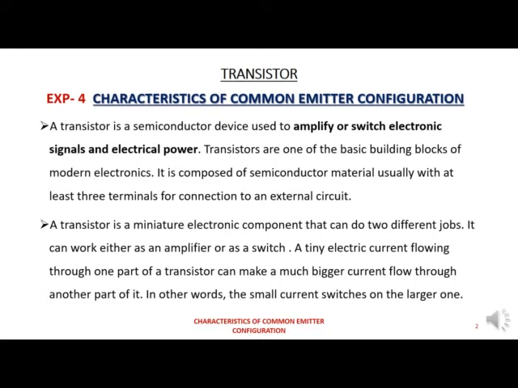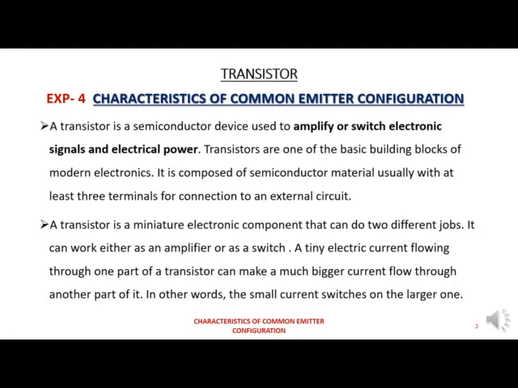Before that, we must know about the transistor. A transistor is a semiconductor device used to amplify or switch electronic signals and electrical power. Transistors are one of the basic building blocks of modern electronics. It is composed of semiconductor material, usually with at least 3 terminals for connection to an external circuit.